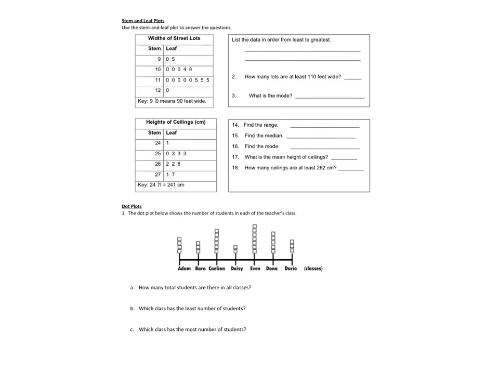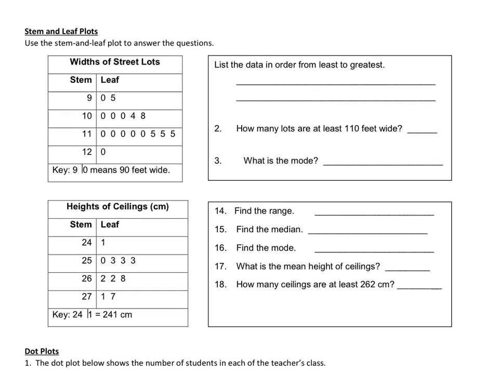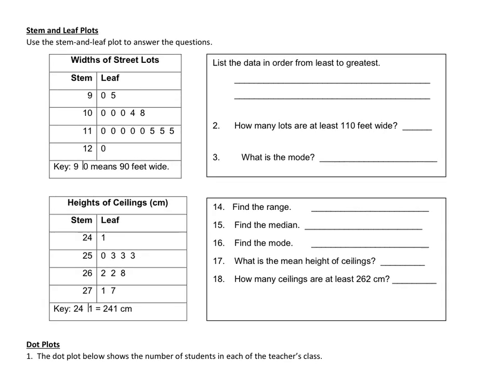The type of chart we're going to look at is something called a stem and leaf plot. Now, a stem and leaf plot shows us a list of numbers, just more in an organized fashion than a list. So in this case, the stem is like the tens place, and the leaf is the ones place.